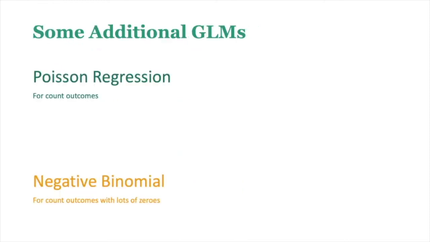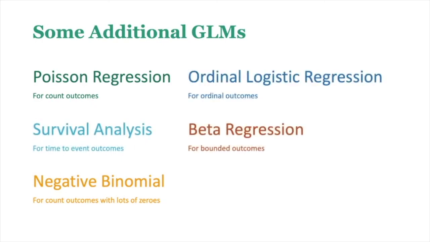Now, notably, there are other GLMs. Here I list Poisson, ordinal logistic, survival, beta, negative binomial. There are many others. All of them go with certain types of outcomes: Poisson goes with counts, ordinal logistic goes with ordinal outcomes, beta regression goes with bounded outcomes. What you're going to be able to do after these lectures is understand that you need to look for a GLM that works with your kind of outcome, and then you will be able to figure out how to work with it.